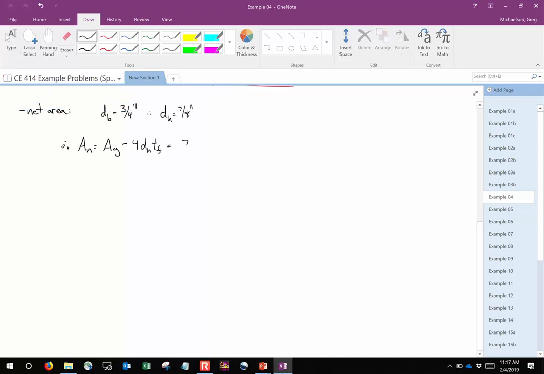So that is 7.08 square inches minus 4 times 7/8, and then the flange thickness, that was what, 0.4? And so what does that come out to be? 5.68? Square inches, right? That's an area. That's always the case for a rolled shape.